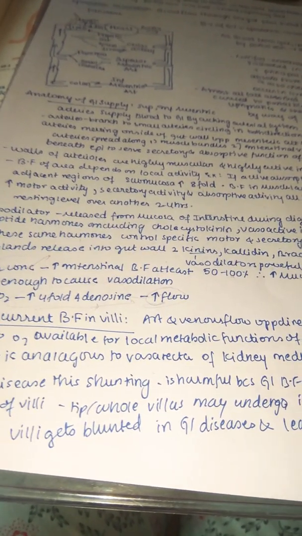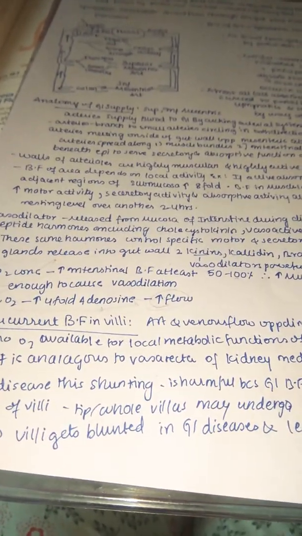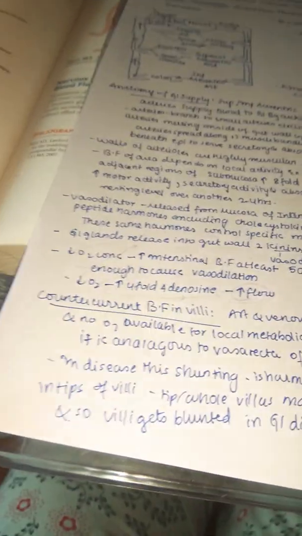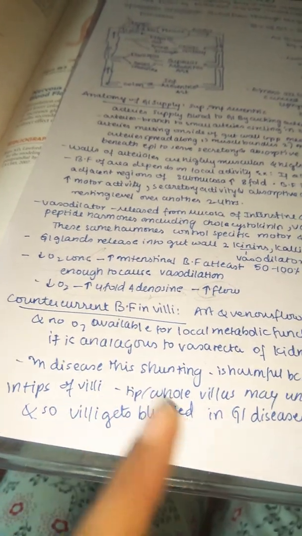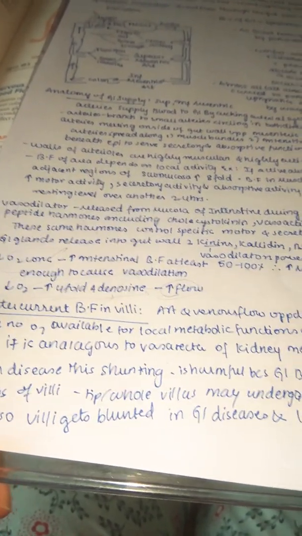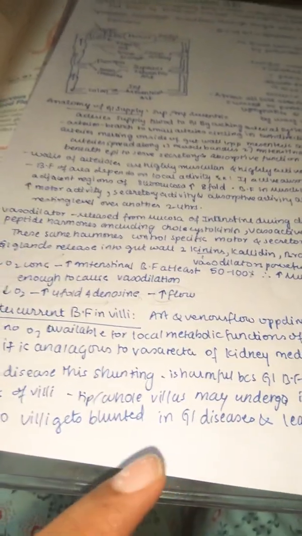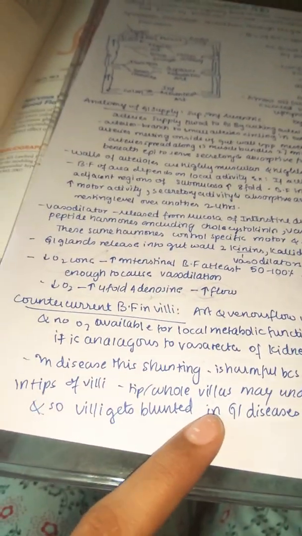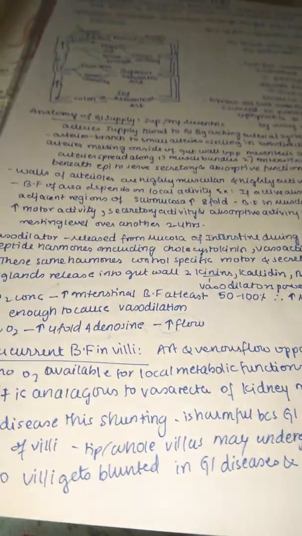blood, that is, the tips are insufficient of blood, or sometimes even the whole villi may be insufficient of blood. Because of this, the villi get blunted, they are not sharp now, and as they are blunted, they don't have a higher surface area to absorb substances. So because of this, the absorptive capacity of the villi decreases whenever there is any kind of GI disease.